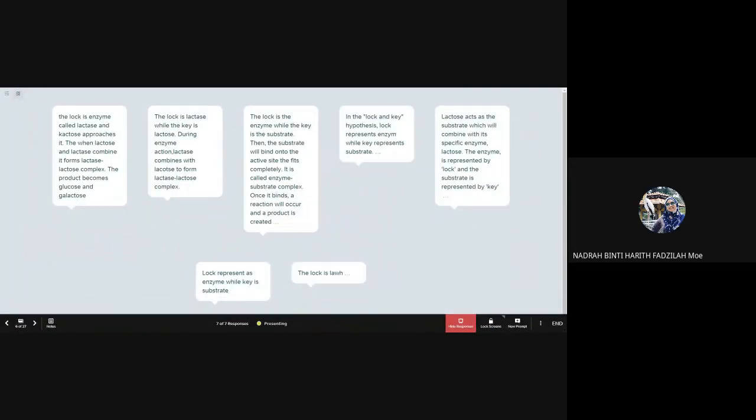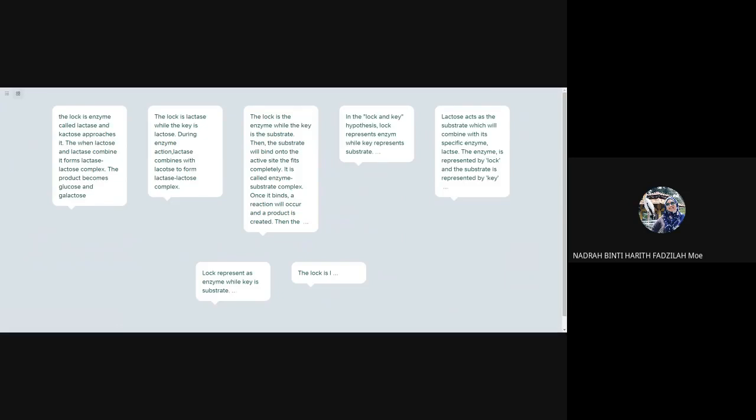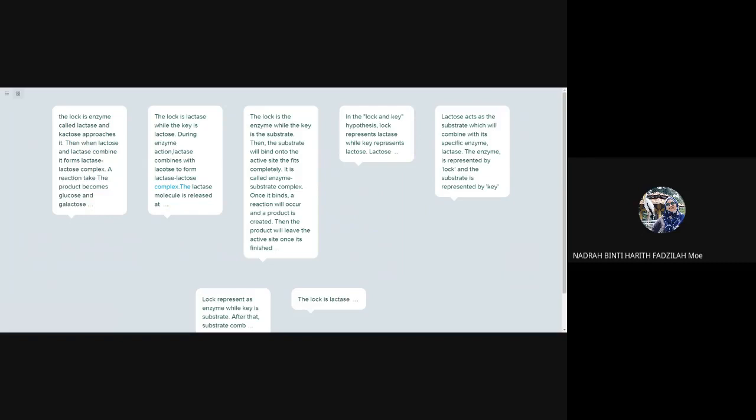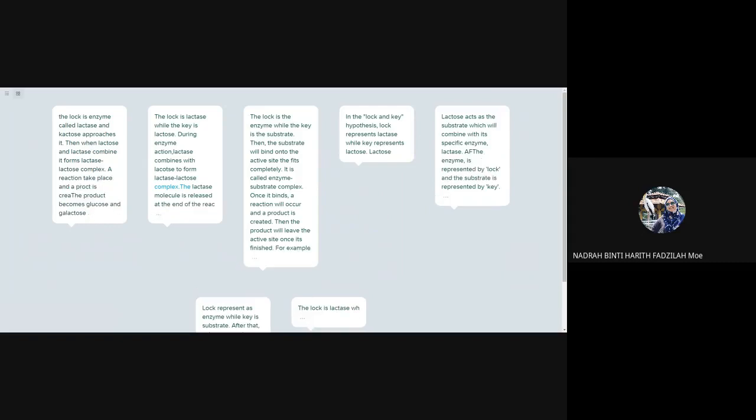Okay, bagus. So, apa nak sebut tadi? Log is enzyme, lactase is the log, lactose is the key, point 1. Point 2, lactase combine with lactose at the active site.